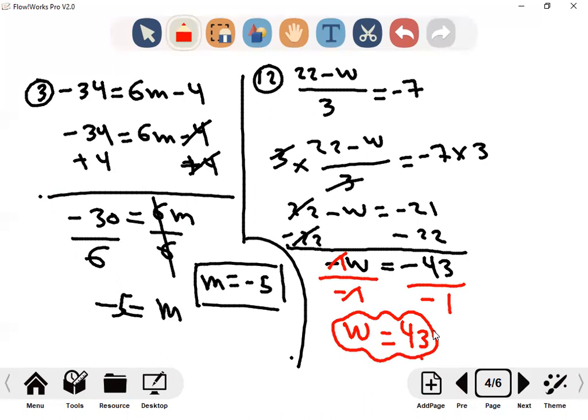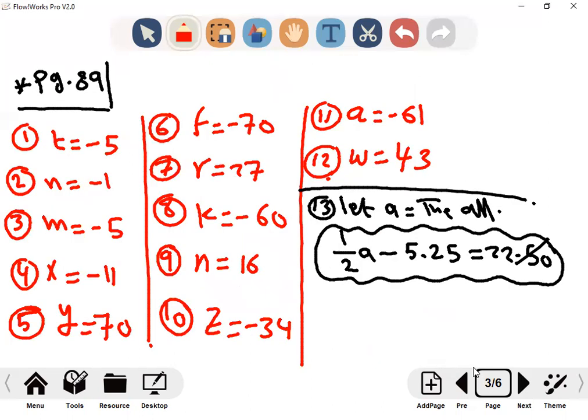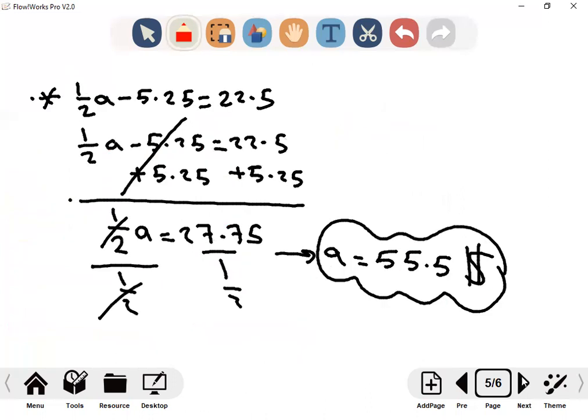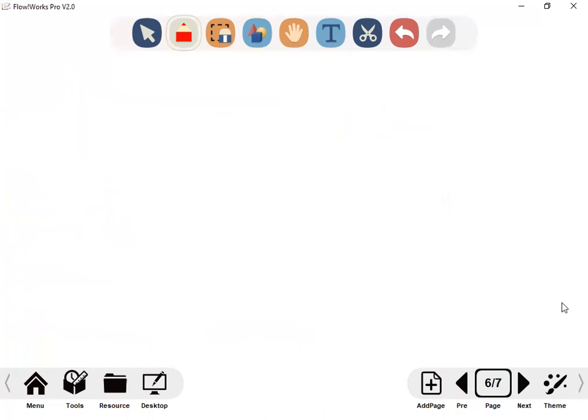So the answer here is 43. Else, Abdullah. Question 2, N is negative 1. I will search your copybooks now to see who wrote these steps with us. We are on question 2.